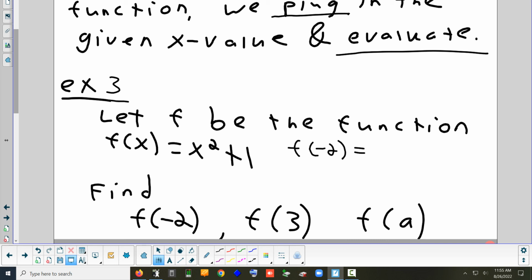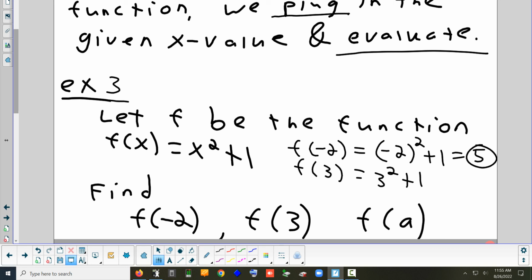In this first one, what number do they want me to fill in for the x? They want me to fill in a negative 2. Whenever you plug something in, you should always keep it in parentheses. That gives me 5. That's your answer. Let's do 3. What number do they want me to fill in for x this time? 3. I don't need parentheses this time because I don't have a negative. So you can just write this, and that gives me 10.